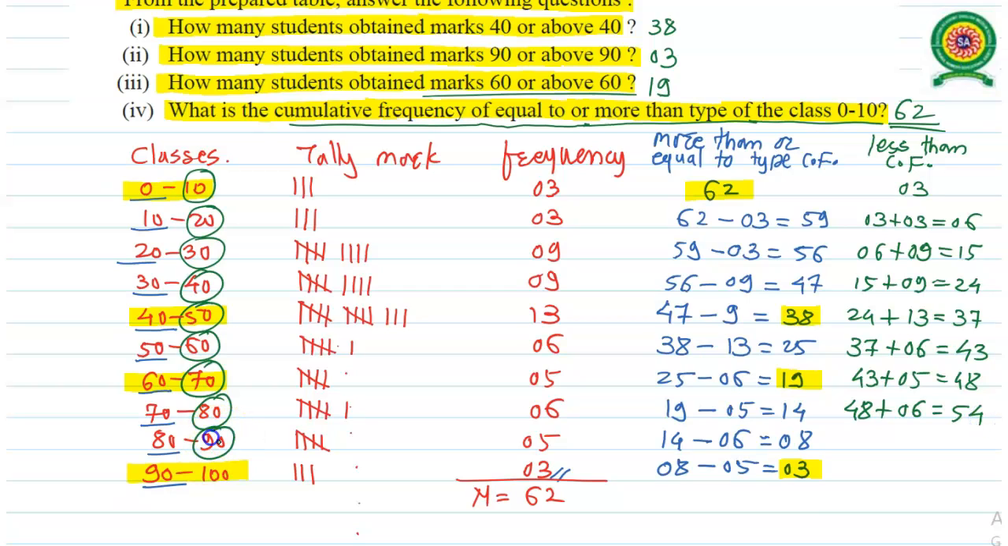Now number of students who obtained marks less than 90: we have 54 plus 5, that is equal to 59. Now number of students who obtained marks less than 100 means the total number of students we are getting ultimately, 59 plus 3, that is equal to 62. Hence we have that is equal to the total frequency n.